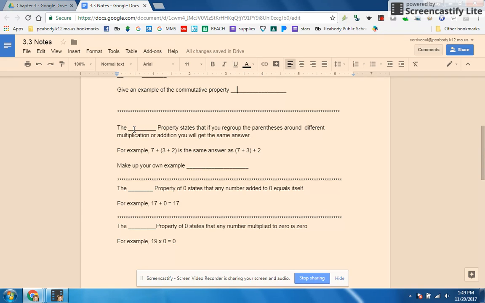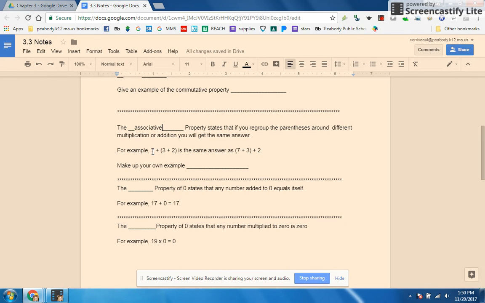The next property states that if you regroup your parentheses around different multiplication or addition, you get the same answer. This is called the associative property. Associative, think of this as when you have friends, you associate with them. It means you hang out with certain groups. That's how I remember this one. Associative has the word associate in it. When I hang out with certain groups of people, I'm associating with one group of friends, and then I have another group of friends, I'm associating with a different group. So associative means that you can regroup the parentheses around different multiplication or addition. You'll get the same answer.